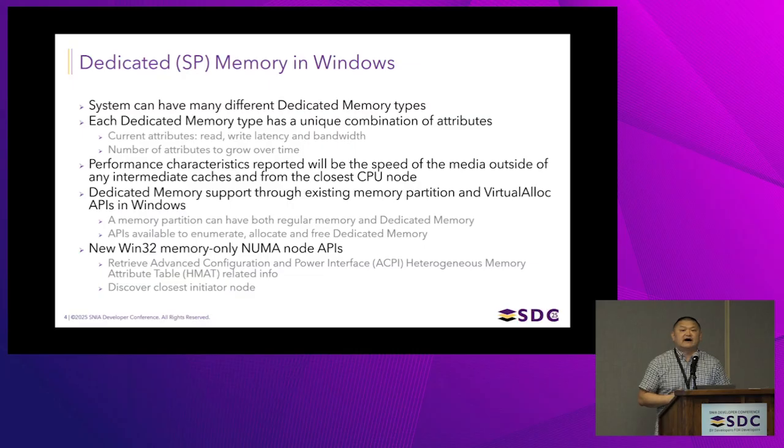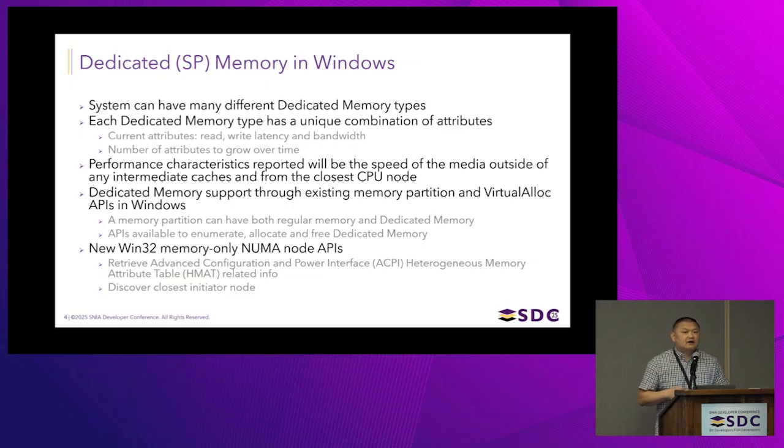Within Windows itself, we have introduced new APIs to be able to support dedicated memory. These are through our existing memory partition and virtual alloc APIs in Windows. A memory partition can have both regular memory and dedicated memory. And we have APIs that are available for folks to enumerate, to allocate, and to free dedicated memory.